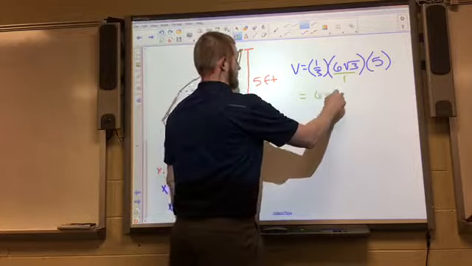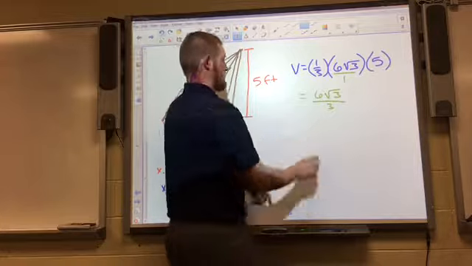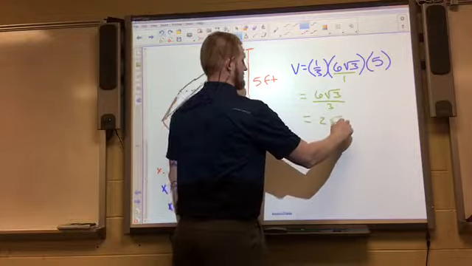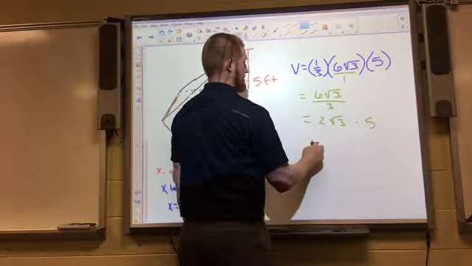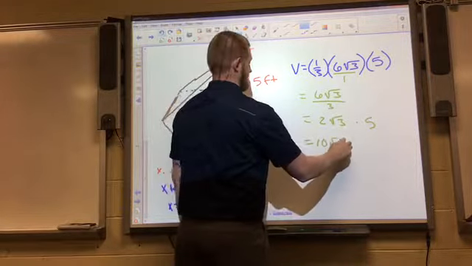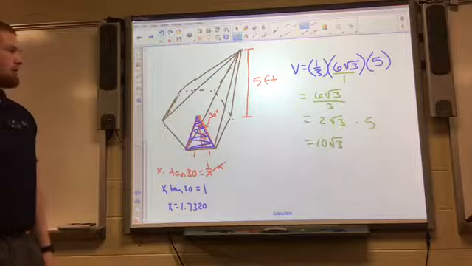I get 6 square roots of 3 over 3. Can I reduce that? So I have 2 square roots of 3 over 1 times 5, which is 10 square roots of 3. If you can get to that point, you just go finish it out. Don't type it in your calculator.